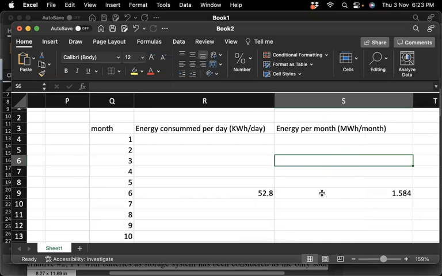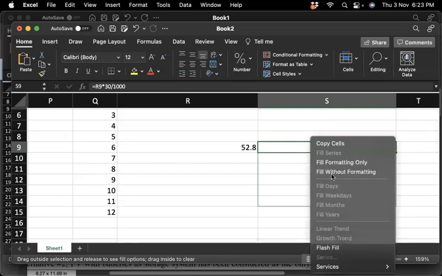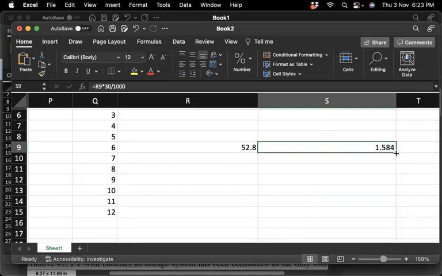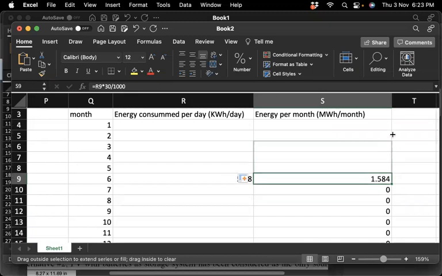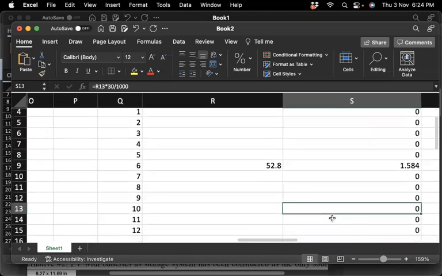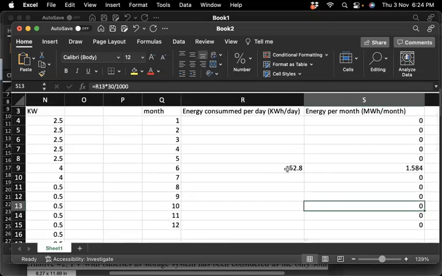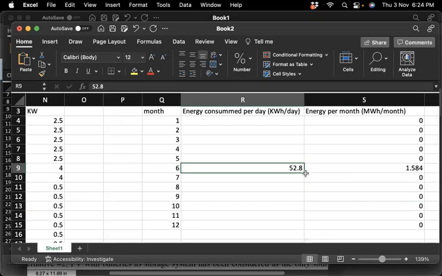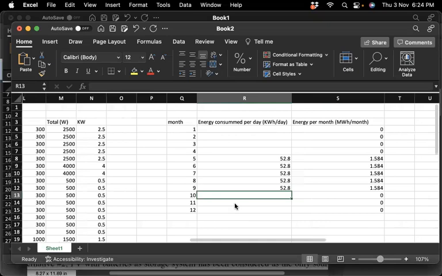Okay. So we can simply apply the same equation among all the months. And similarly here. Okay. So let's say that this 52.8 will remain not only in June, let's say till September, and also in March, sorry, in May. In this period, we have this load.